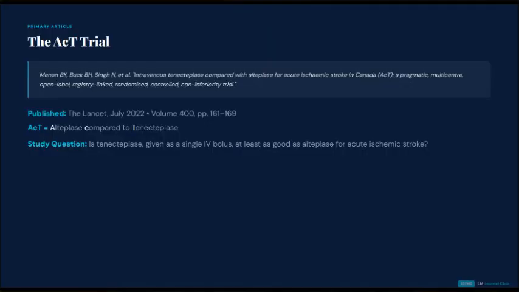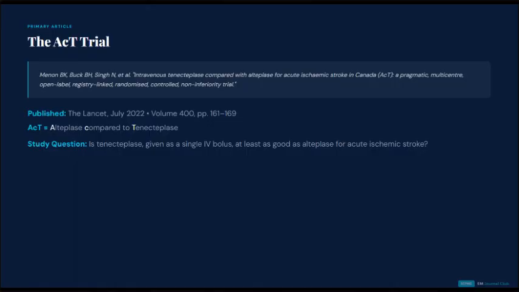Alright, let's talk about the paper. Menon BK et al. Intravenous Tenecteplase compared with Alteplase for acute ischemic stroke in Canada, ACT. A pragmatic, multi-center, open-label, registry-linked, randomized, controlled, non-inferiority trial, published in The Lancet, July 2022.